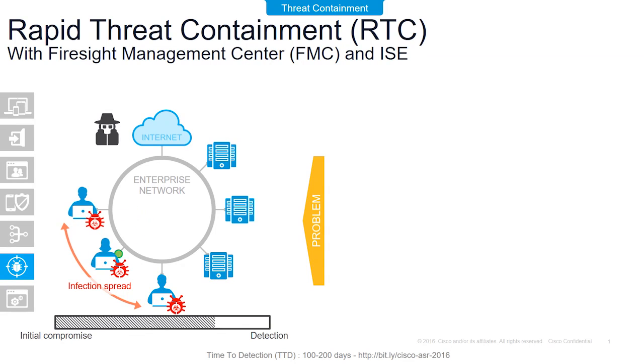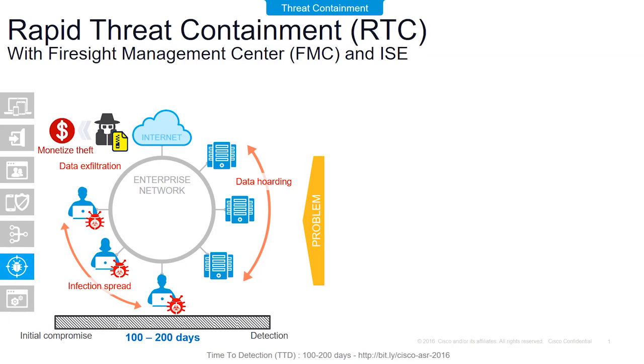There is a figure somewhere here, 100 to 200 days. It's quite normal, because it is not from Cisco that we are saying that. It is an industry standard. Industry has come out with this analysis. You might have something in your network today and you don't know about it. You're not sure what it is doing. So in this scenario, after about 200 days, there was some data exfiltrated. It could be ransomware. It could be anything.